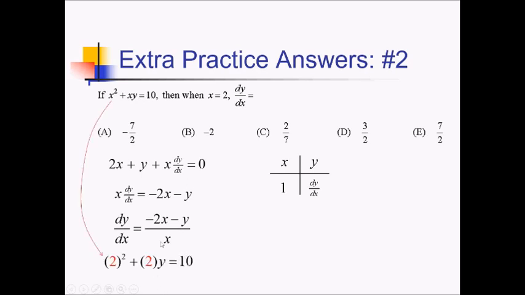So let's see here. 10 minus 4 is going to be 6. Divide by 2, you have y equals 3. So we're actually plugging in the point 2, comma 3 to our derivative. So that's going to be in our numerator, negative 2 times the x value 2 minus the y value 3, all over the x value 2. This is negative 4 minus 3, which is negative 7 actually. And then we have 2 in the denominator, so negative 7 halves, which is answer choice A.